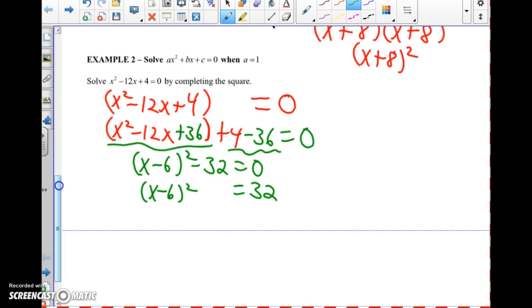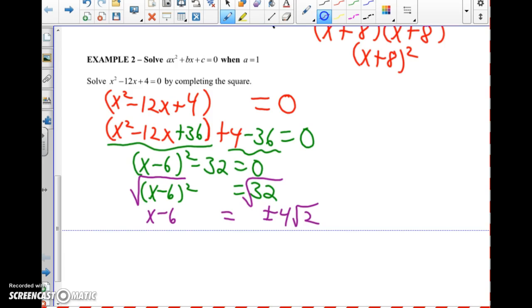All right, now what's the next thing I'm going to do? Square root both sides, right? All this stuff that you learned last week, now it's coming into play. So you get what? X minus 6 equals, now what's this going to become? Plus or minus? Yeah, plus or minus 4 square root of 2, right? Plus or minus 4 square root of 2, simplified. You got it. Beautiful.